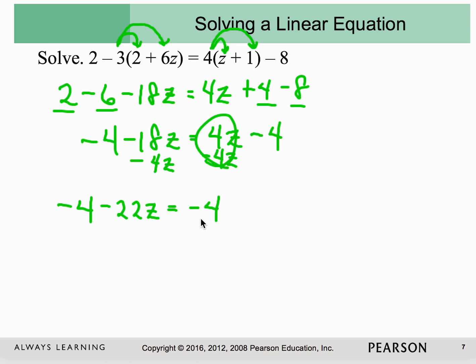Okay, once all your z's are on the same side, undo anything being added or subtracted to that variable term. So let's add 4z. That makes this 0 minus 22z.